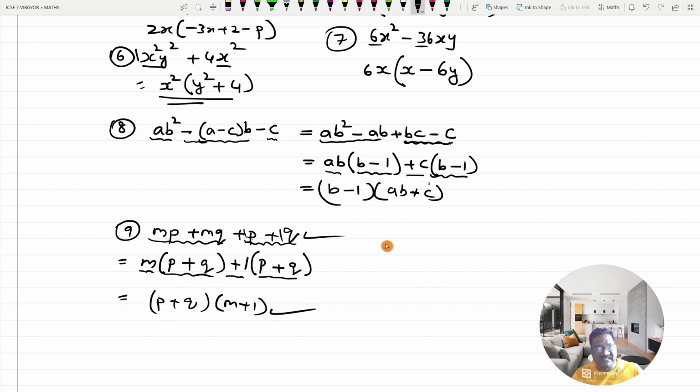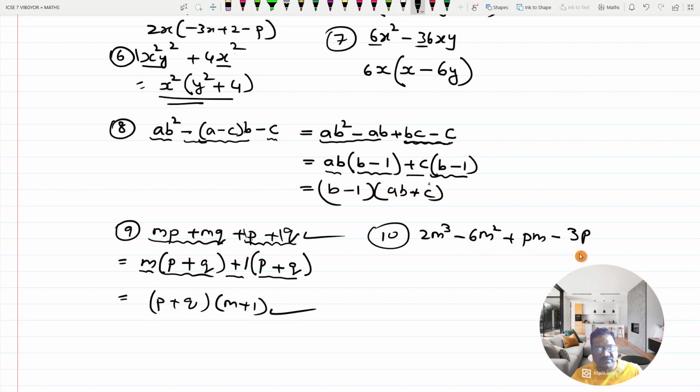So that was the ninth one. And the 10th one is, you can try out this one: 2m cubed minus 6m square plus pm minus 3p.